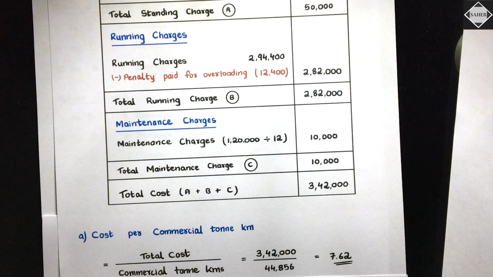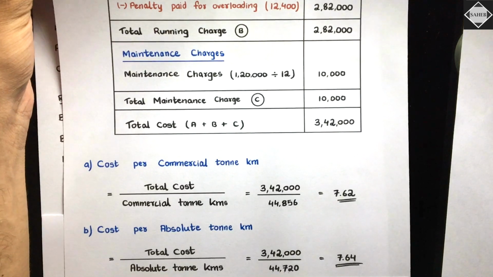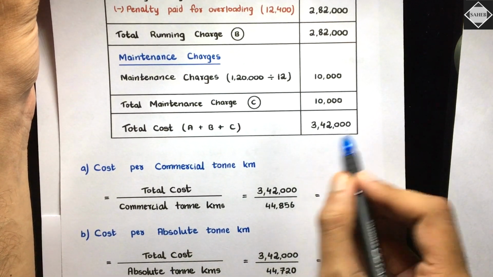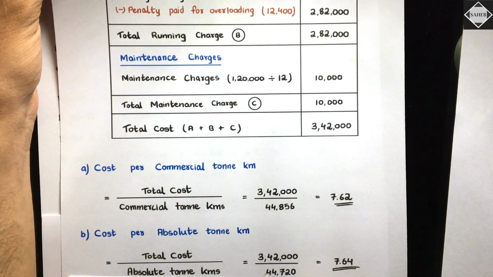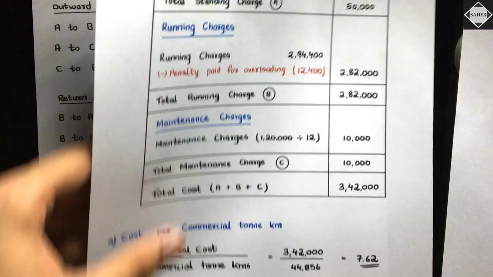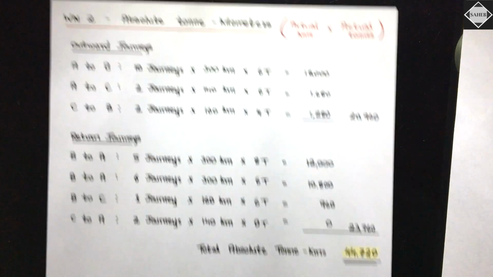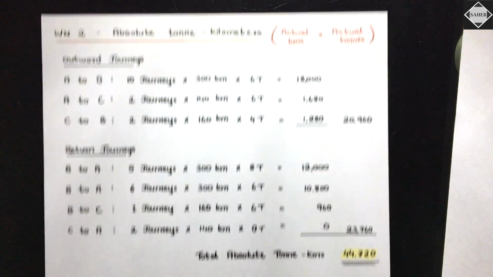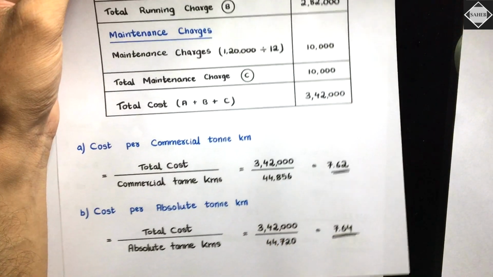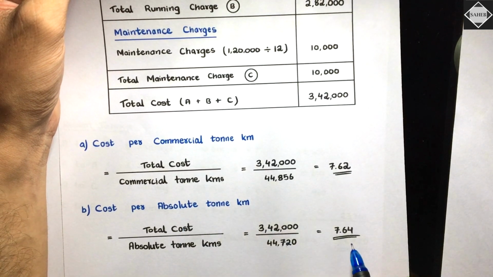Okay. Easy? Yes. Then what you have to do? Then the second thing, B, cost per absolute ton kilometer. It's the same thing. Total cost divided by absolute ton kilometer. This is the total cost, 3,42,000. So take 3,42,000. Yeah, the numerator will not change. It will be same only. The denominator will change because denominator separately you have calculated 44,720, isn't it? Absolute ton kilometers, right? So this is what you are taking over here, 44,720. When you divide, you get the answer as 7.64. This is the cost as per absolute ton kilometer.